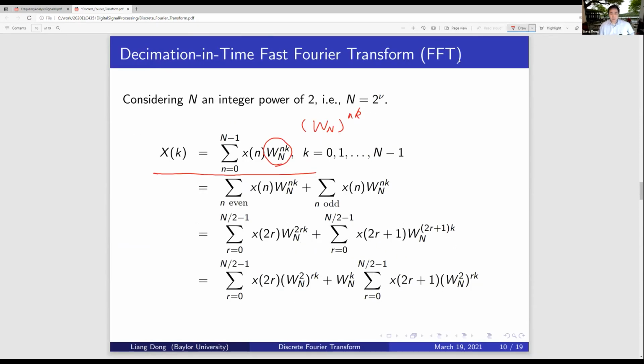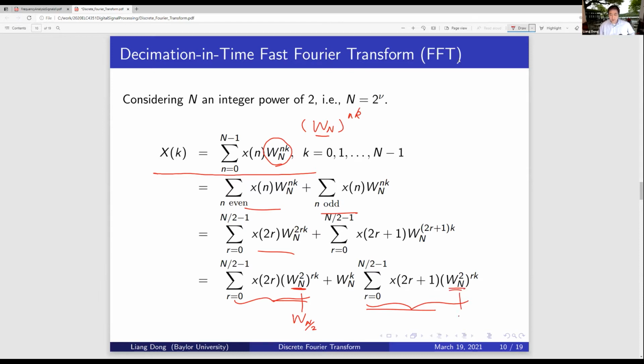Then we discussed some of the properties of this W. We divide this into two parts: even signal and odd signal, and come to that. We find that this is also a Fourier transform equation. The only difference is now I can change that. We know this is equal to N over 2, so it's an N over 2 point DFT.